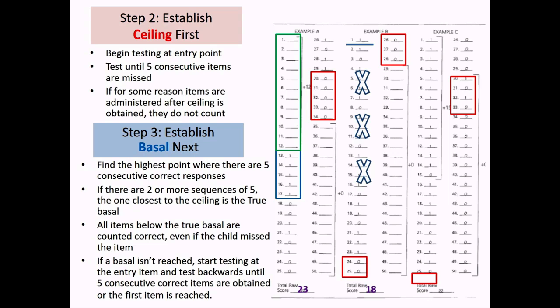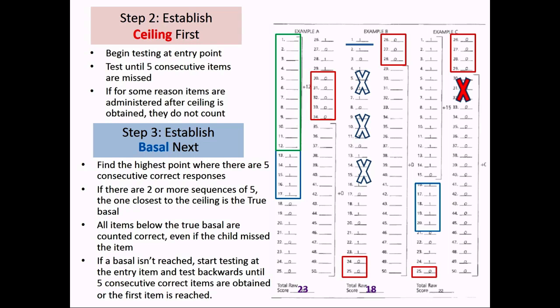And now we're going to be looking for a basal. So we're going to start at the point of the ceiling and move backwards and see the first place where we have 5 in a row correct. Have you found it? Okay, and there it is. There's 5 in a row correct. So that is our basal. Now, according to the rules, that is a true basal. It's 5 in a row correct, closest to the ceiling.